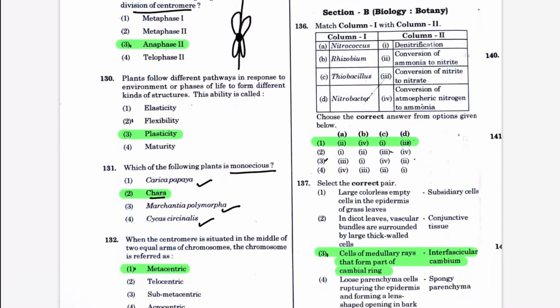Okay, fine. 132, when the centromere is situated in the middle of the two equal arms. With this only you can answer. So if the chromosome is like this and the centromere is present giving rise to two equal arms, such a chromosome would be referred to as metacentric, right?